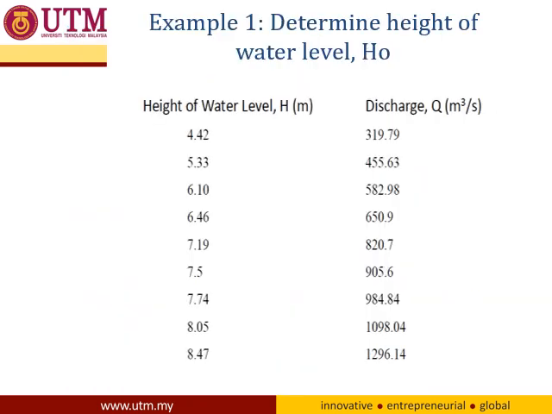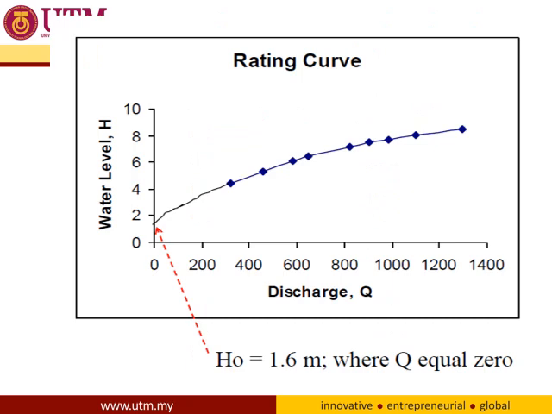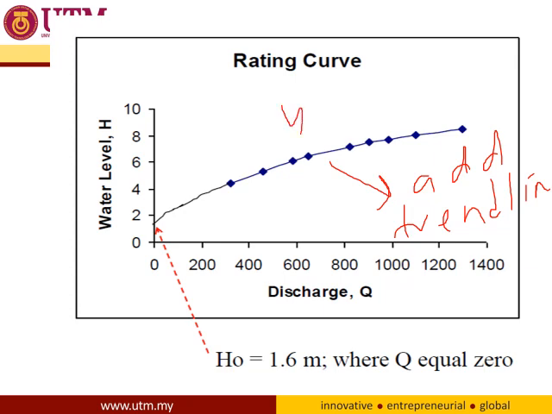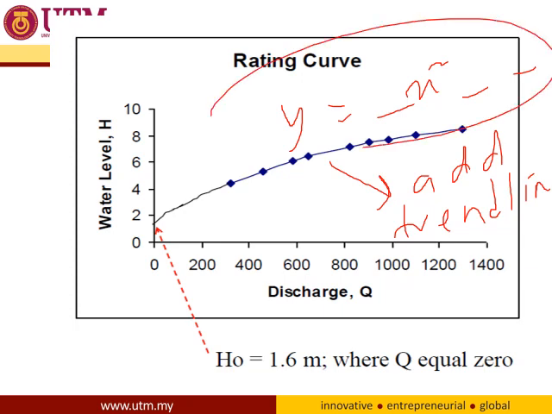So this is an example. Let's say you have the water level data, the height, and you have the discharge. You can plot it manually by hand, or you can do it using Excel. When you plot, you have this relationship, and you see that it is a curve. If you use Excel, you just add a trend line. You get the formula, y equals to what, x square plus what. When you get this formula, you actually get the formula of the relationship between H and Q.